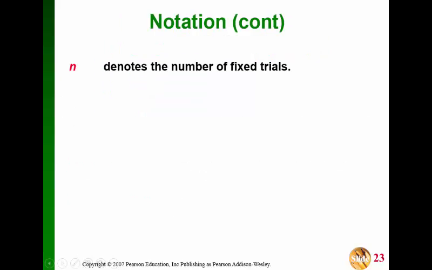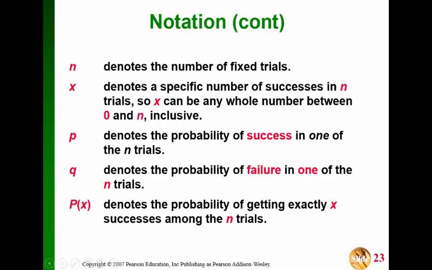All right, more notation. A lot of this is stuff that we've talked about. N is the number of trials. Now, here X is the specific number that we're going to focus on, and so we'll use the letter X. This will end up being your random variable. And then we talked about P and Q already, and P of X, P parentheses X, is the probability of getting exactly X successes.